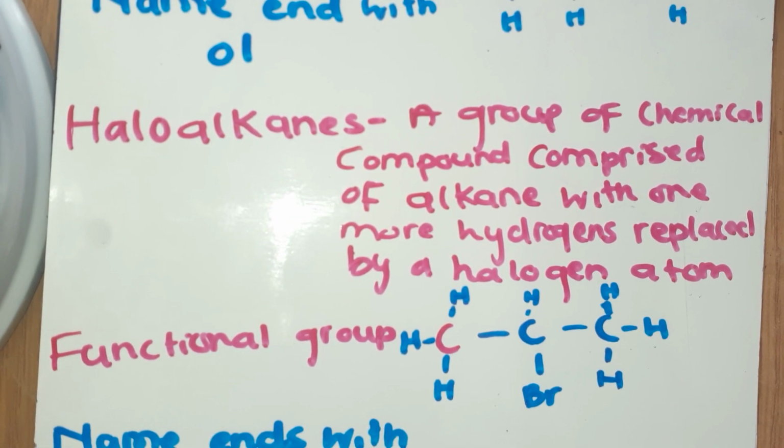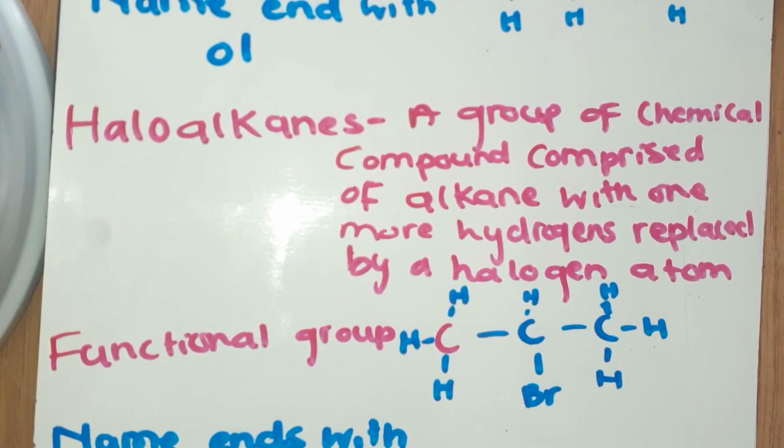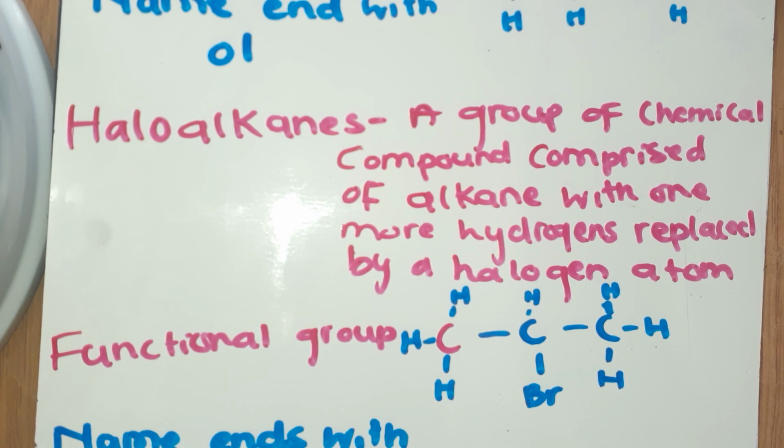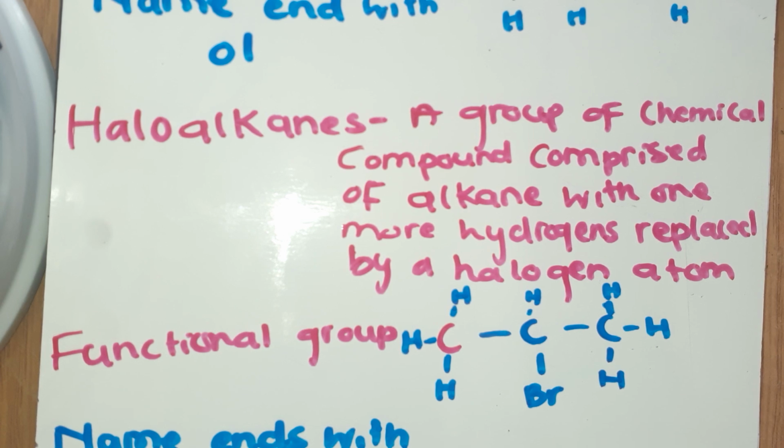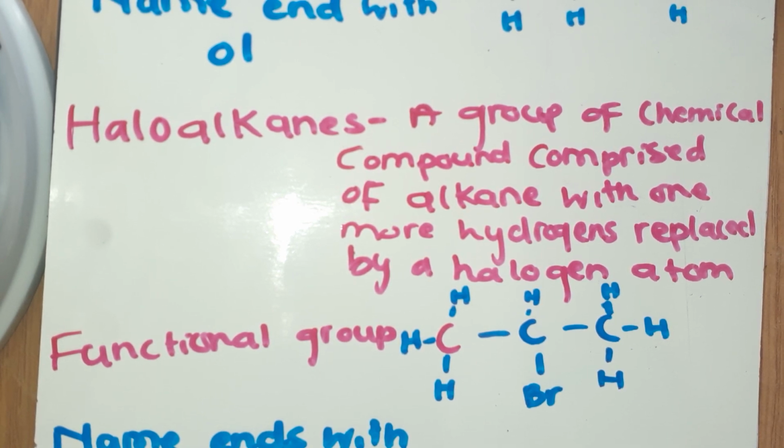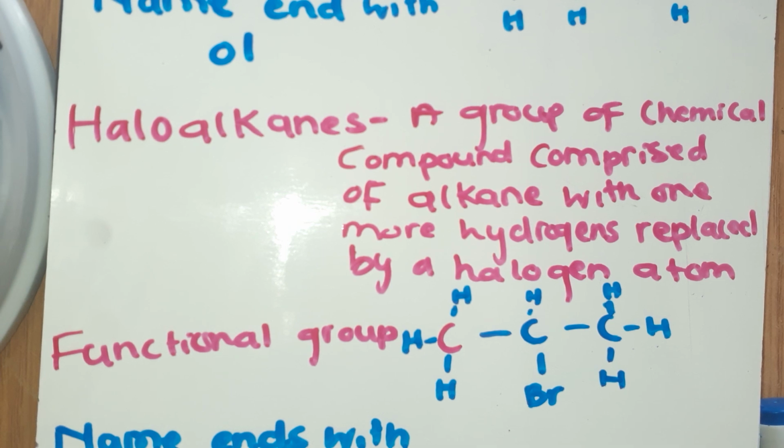And then we have haloalkanes. This is a group of chemical compounds comprised of alkane with one or more hydrogens replaced by a halogen atom. So the alkane is the first one we did. It's carbon and hydrogen bonds, but we will add one halogen atom. The halogen atoms are the group 7 atoms on the periodic table.